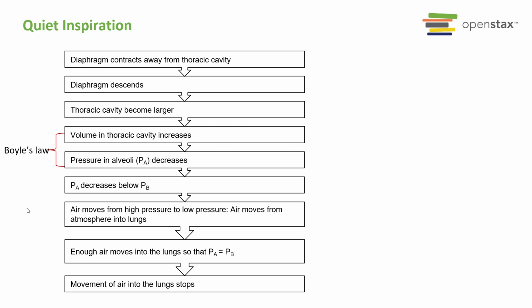It will descend, the thoracic cavity becomes larger, and as a result, there is more volume and the pressure drops. Anytime the alveolar pressure declines, it is going to decrease significantly and allow air to move from a high pressure to a low pressure environment. Air will move into the lungs as a result until the pressure in the lungs equalizes. And at that point in time, the movement of air into the lungs will stop.